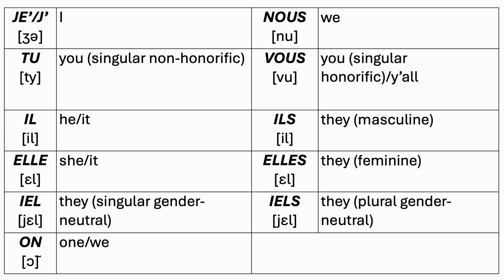Nous, equivalent to we in more formal contexts. Vous, used to address someone you want to show honor to, or as an equivalent to you guys. Ils, equivalent to they when referring to mainly male identifying people or masculine nouns. Elles, equivalent to they, referring to mainly female identifying people or feminine nouns. And finally, iels, they, which is used to refer to mainly non-binary identifying people.